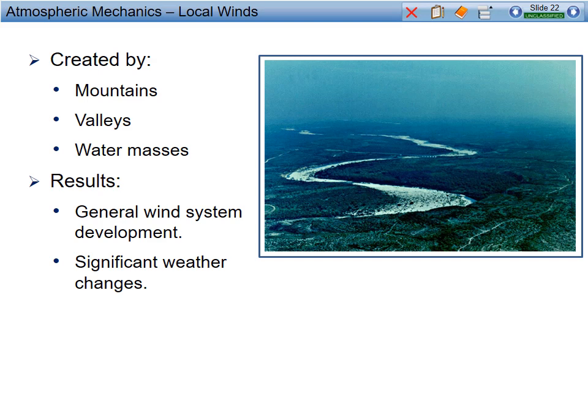Those are some major large-scale wind patterns. Now, local winds are dealing with, as it sounds, local winds. They are created by mountains, valleys, and water masses. The results are some general wind system development based on whatever the effect is, and it can lead to significant changes in weather, but they will act locally and not in the grander scheme as seen on the entire surface analysis chart of the U.S.